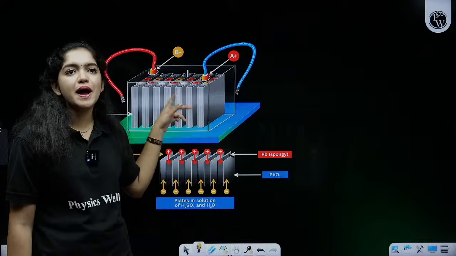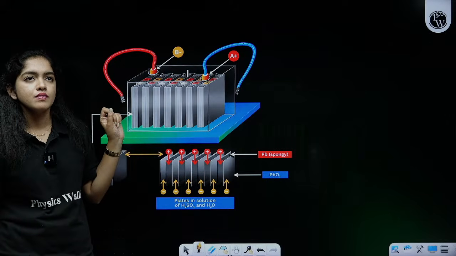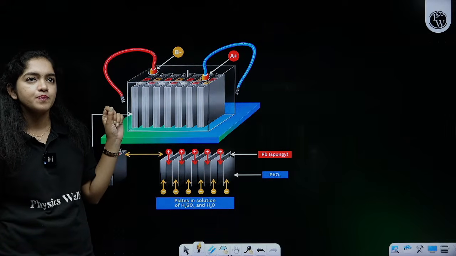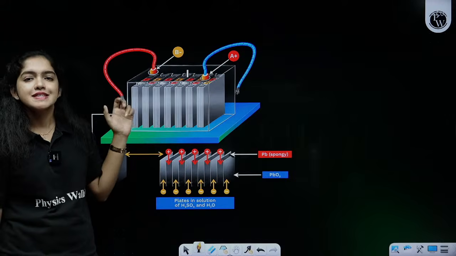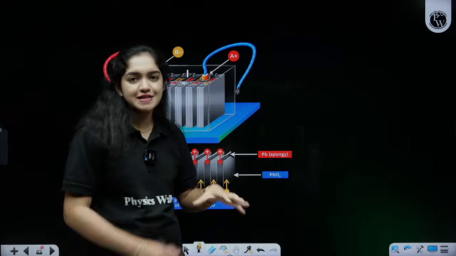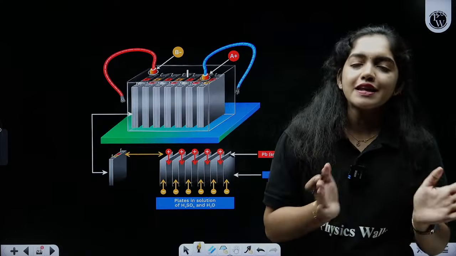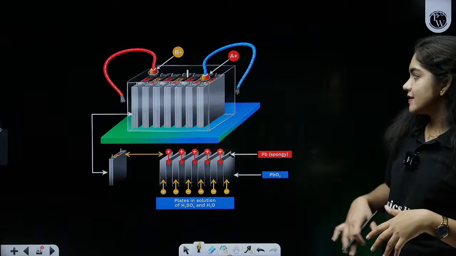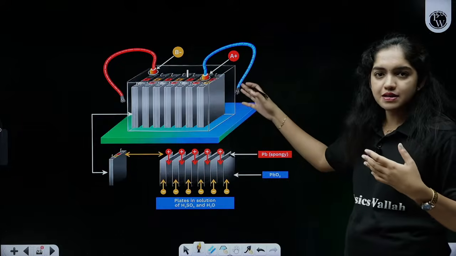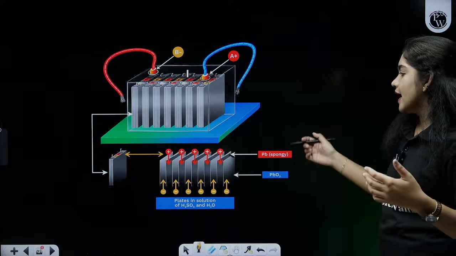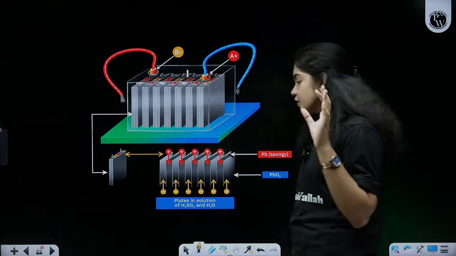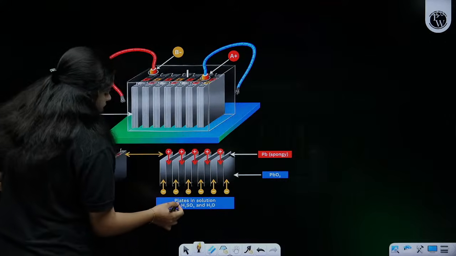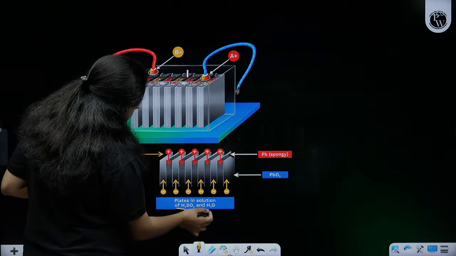Have you seen this battery anywhere, my dears? This is the battery that we are using in our inverters and vehicles. A big box will be there, not a green color box. That is a lead storage battery, and the construction is given here. Plus is there, minus is there, cathode and anode will be there, and it is made up of lead, PbO2 (lead oxide), and sulfuric acid. The plates are in a solution of sulfuric acid and water.